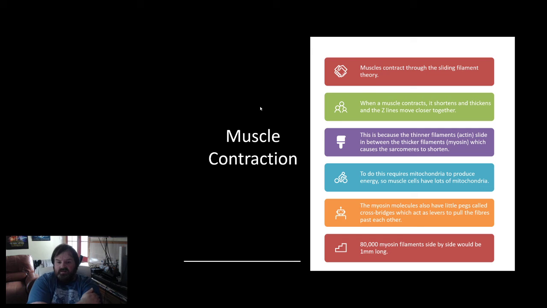Muscles contract in the sliding filament theory. When the muscle contracts, it shortens and thickens, and the Z lines move close together. This is the sarcomeres. This is because the thinner filaments, the actin, slide in between the thicker filaments, the myosin, which causes the sarcomeres to shorten. This requires mitochondria to produce energy, so muscle cells have lots of mitochondria.